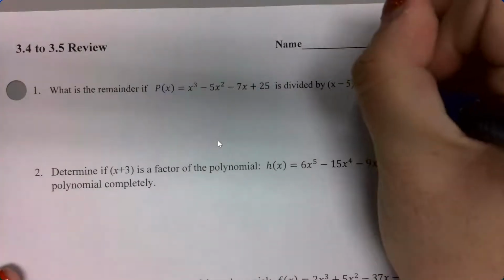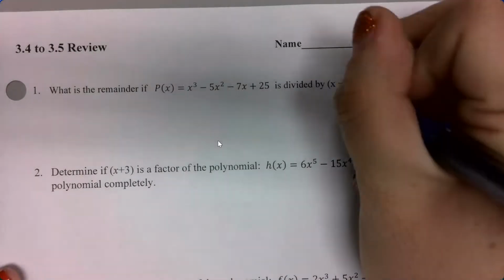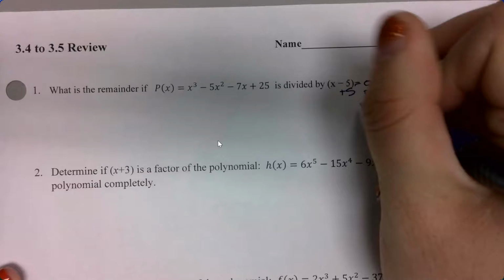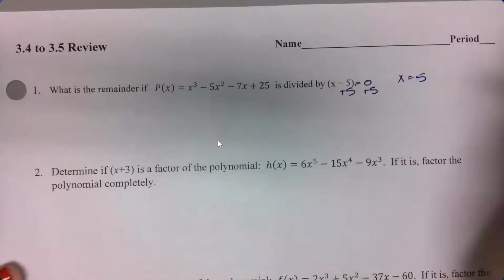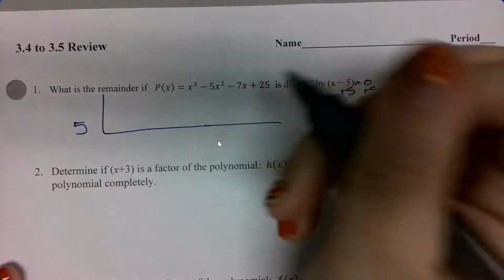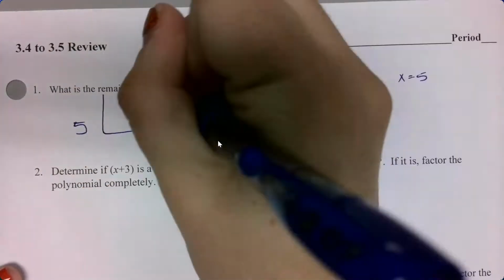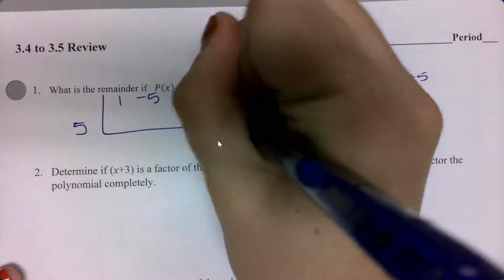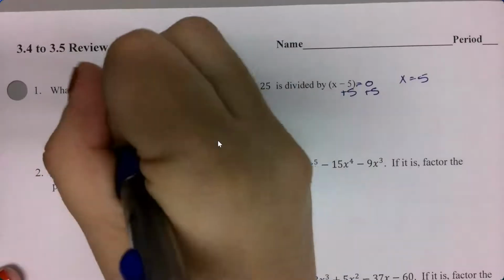So when I want to use synthetic division, I want to set this equal to 0 and then add the 5 over. So I am going to use 5 for synthetic division. 5 goes on the outside. Then I want to write down my coefficients. I have 1, -5, -7, and 25. My first one always goes down.